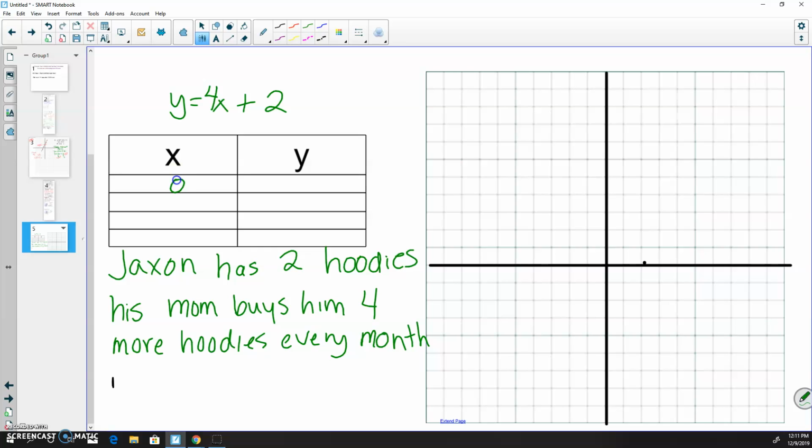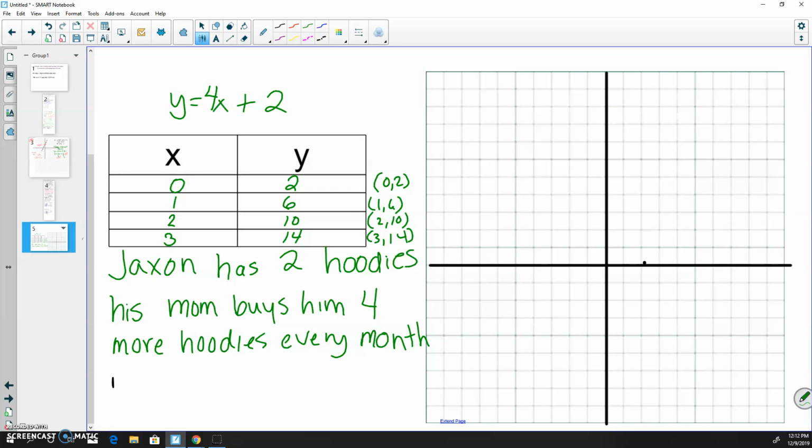So let's say this is 0, 1, 2, 3. Let's plug them in. 4 times 0 is 0, plus 2 is 2. 4 times 1 is 4, plus 2 is 6. 4 times 2 is 8, plus 2 is 10. 4 times 3 is 12, plus 2 is 14. Okay, so I can either graph it by doing my x, y points, or I can graph it by doing my line. We're going to actually do it both ways.